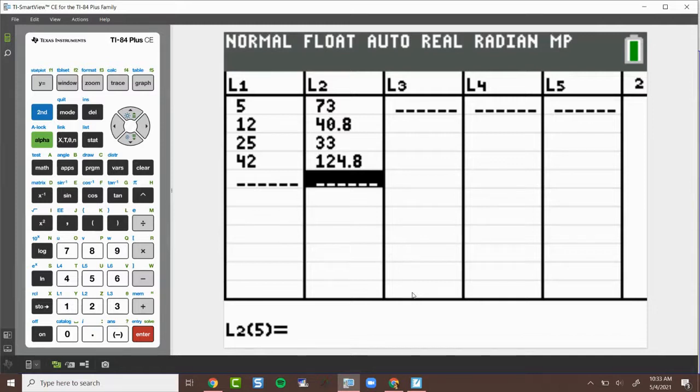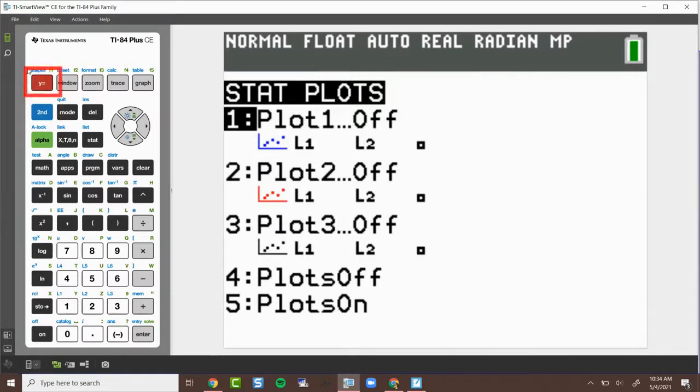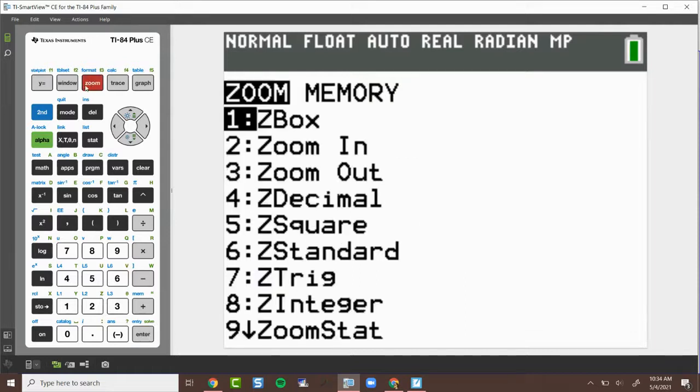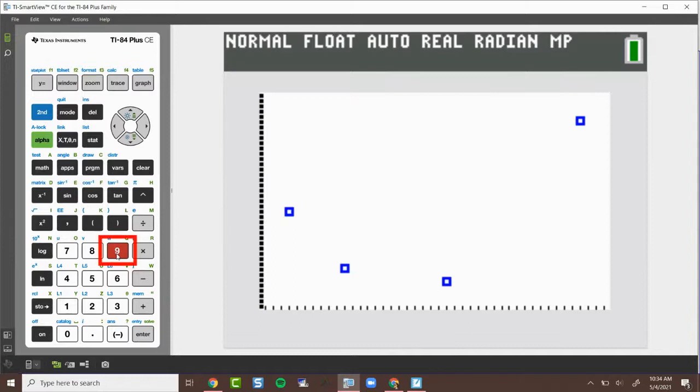If you would still like to take a closer look at that picture, I can refresh how to do that. We did second and y equals to get to our stat plot. I'm going to tap on option 1. I'm going to make sure it's turned on. That's really the only thing you have to do. Everything else should already be where it needs to. Go ahead and tap on the zoom button and choose option 9. All right, so that is currently what our picture looks like.